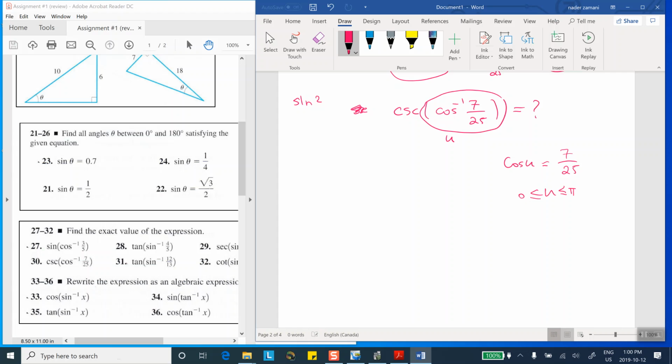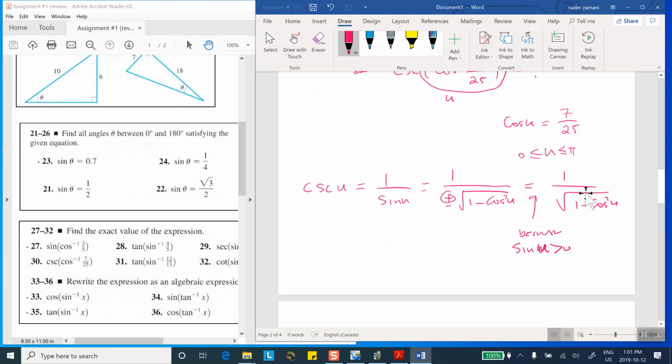We want to find cosecant of u, which is 1 over sine of u, which is 1 over plus or minus the square root of 1 minus cosine squared of u. But we know that u is between 0 and pi, so this whole thing must be a positive value. Sine must be positive, so just pick the positive. 1 over the root of 1 minus cosine squared u, because sine of u is positive, right?